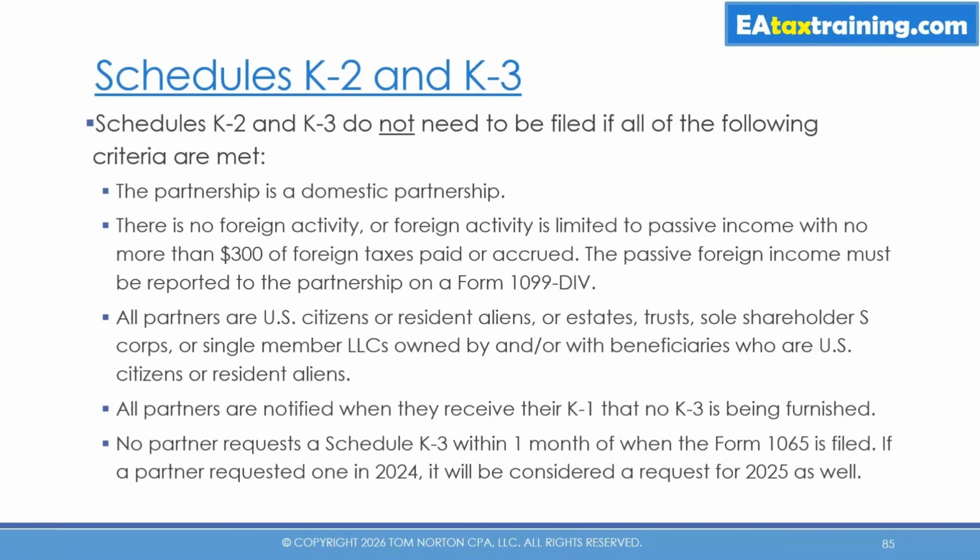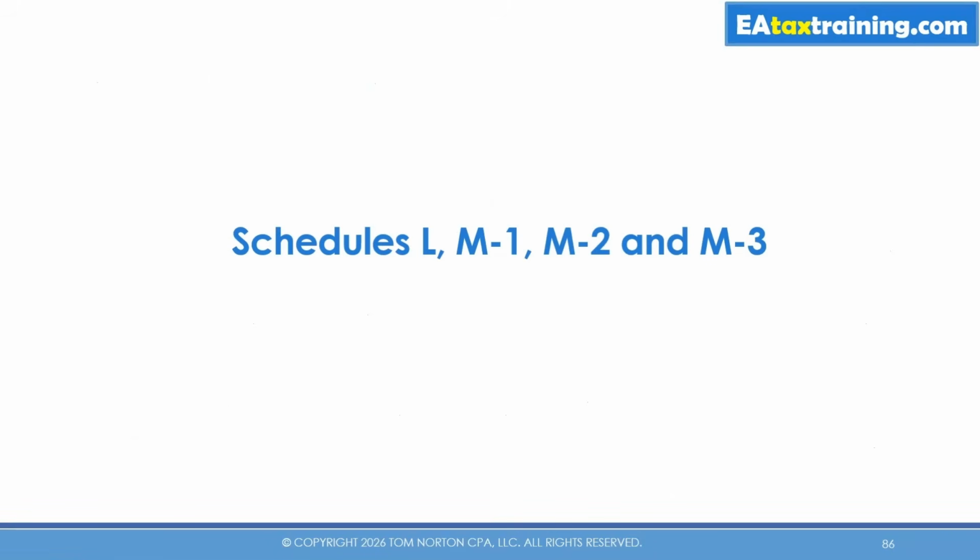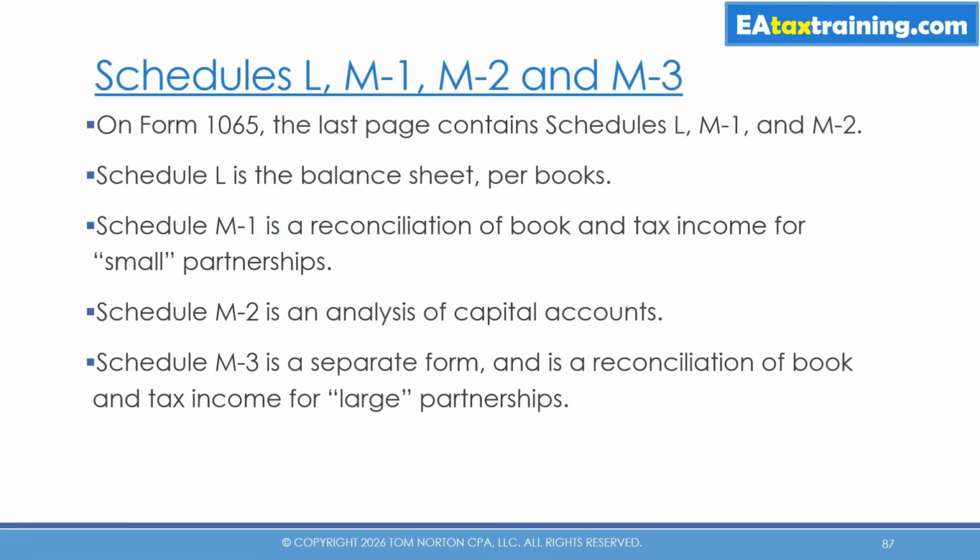But as long as they notify them, they don't hear back, they don't have to issue the K3 as long as they meet all the criteria. And then lastly, no partner requests a K3. And if they requested one last year, then you have to consider that to be a request for this year as well. Now we'll talk about Schedules L, M1, M2, and M3.